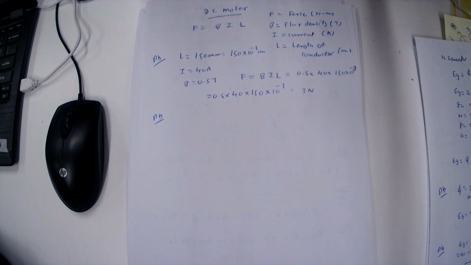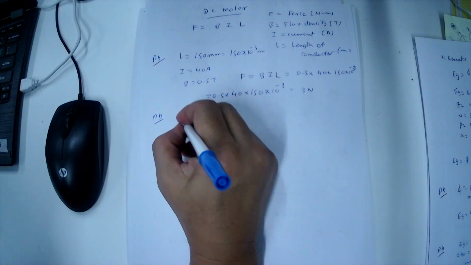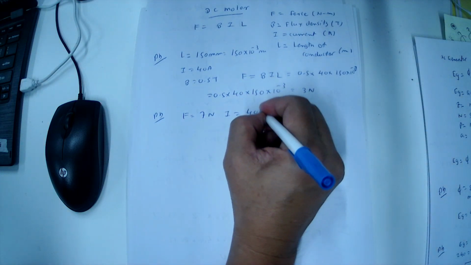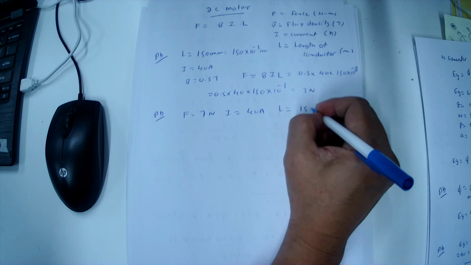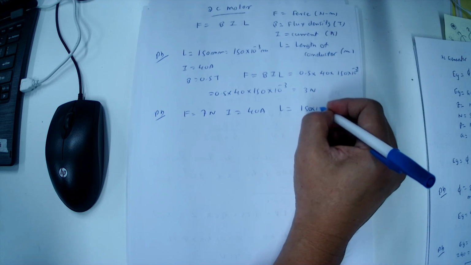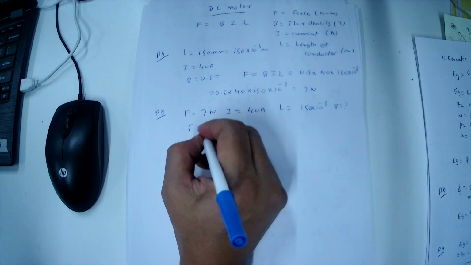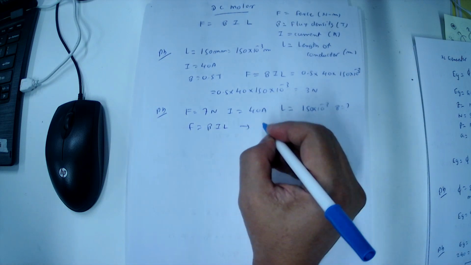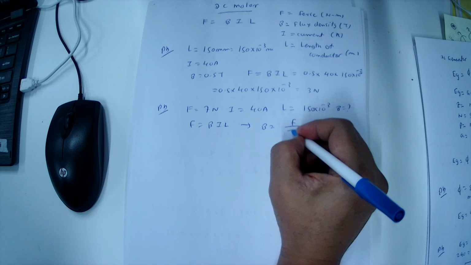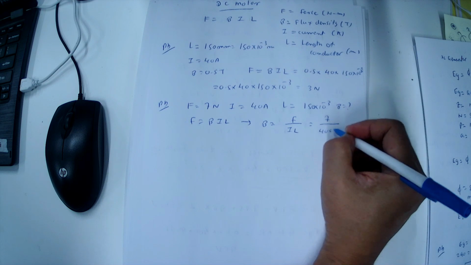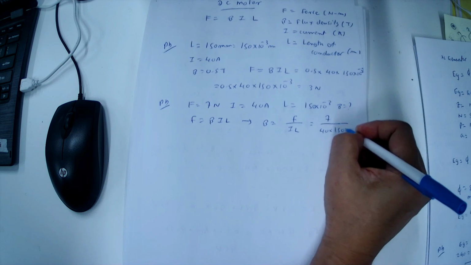The next problem. Determine the increase of the flux density required to increase the force to 7 Newton. In this case, our force is given as 7 Newton. The current is unchanged at 40 ampere. The length of the conductor is also 150 millimeter. We need to calculate the flux density. F equals BIL, then B equals F divided by IL. The force is 7, the current 40, and the length of the conductor is 150 multiplied by 10 power minus 3.